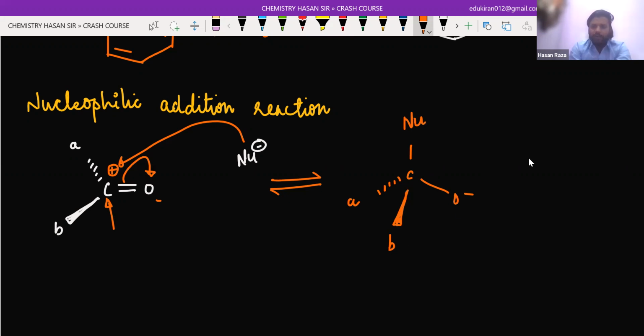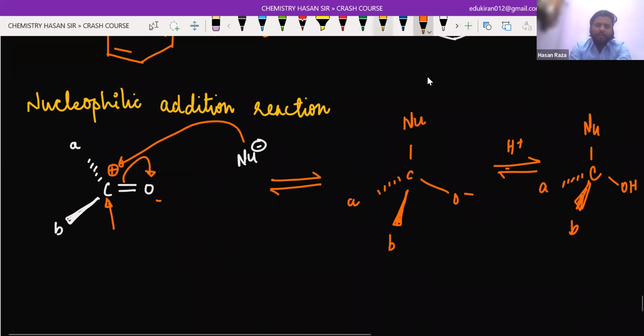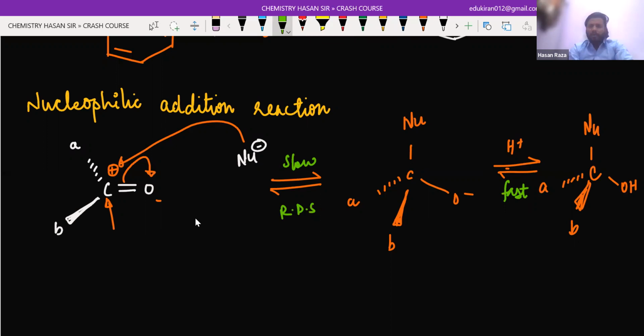Now, after this, you can see the next reaction in the presence of H plus. What will happen? This H plus will go directly to O negative, making OH, and the rest will be as it is. So this is the basic reaction of nucleophilic addition. This step will be slow, that's why it is the RDS, rate determining step, and this will be fast. So I have made some parallel reactions in which a lot of reactions will be involved along with a lot of reagents.